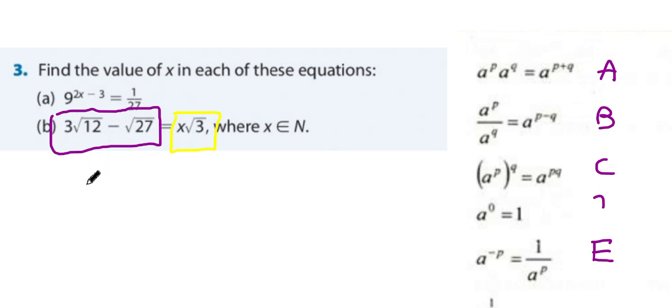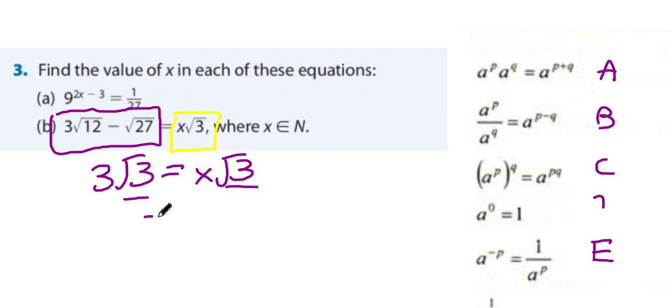Did anybody get the purple part as 3 root 3? When you chuck it in the calculator. You didn't? Did you enter it properly into the calculator? If the root 3's are the same, what does X have to be? Yeah, because it has to be the same. So X must be 3. So you just say 3 equals X and you're done. X element N means it's a natural number. It's a whole number bigger than 1, which 3 definitely is.